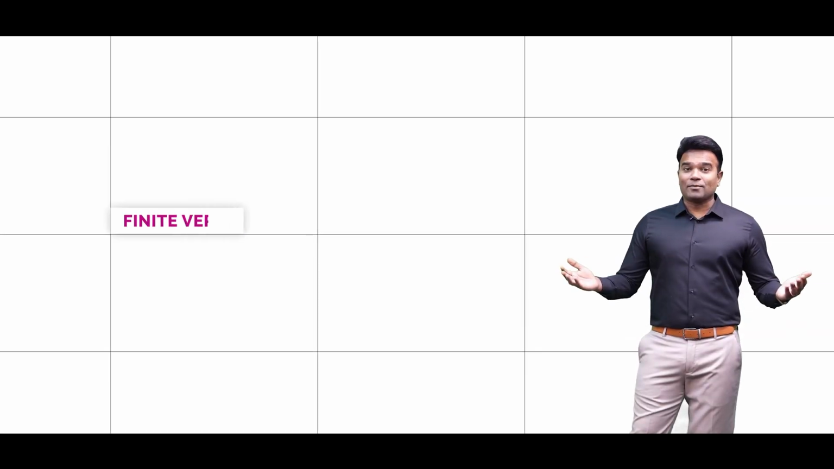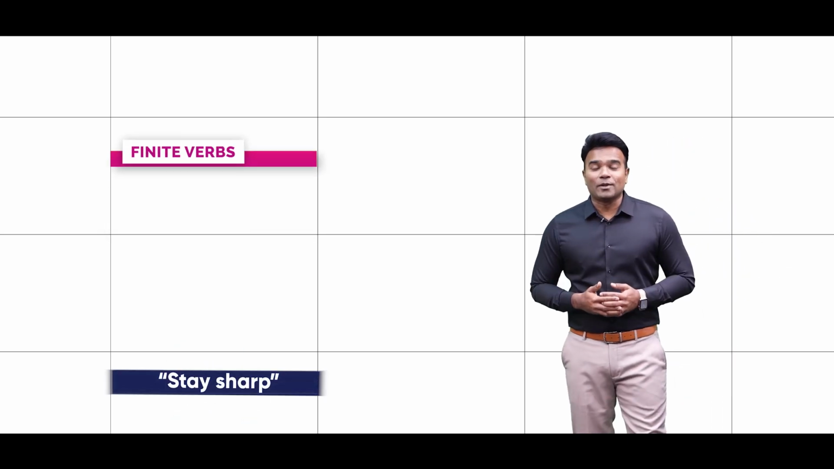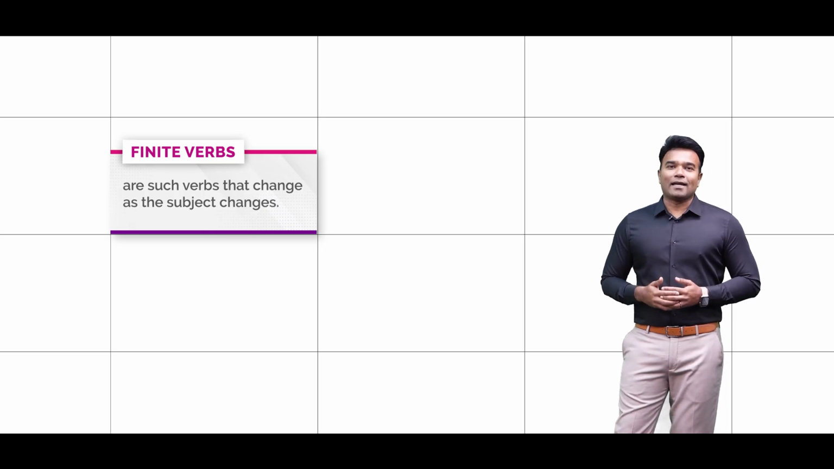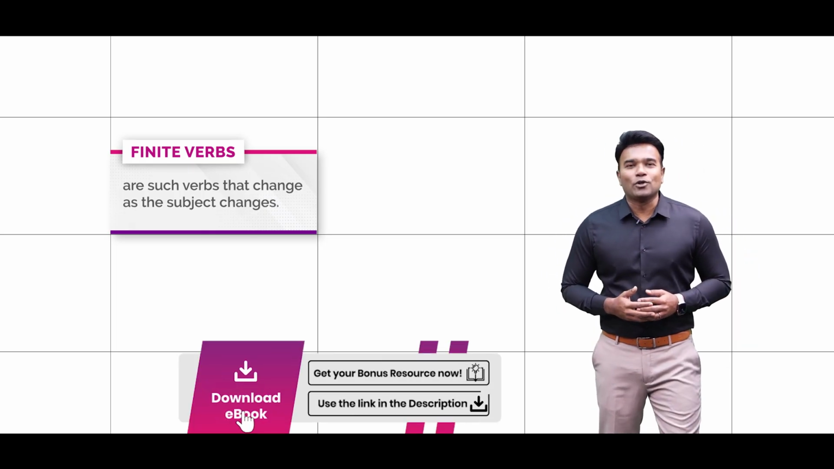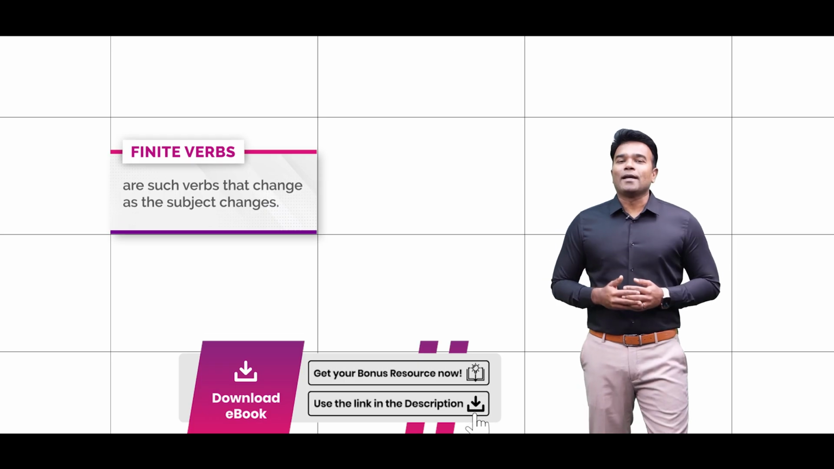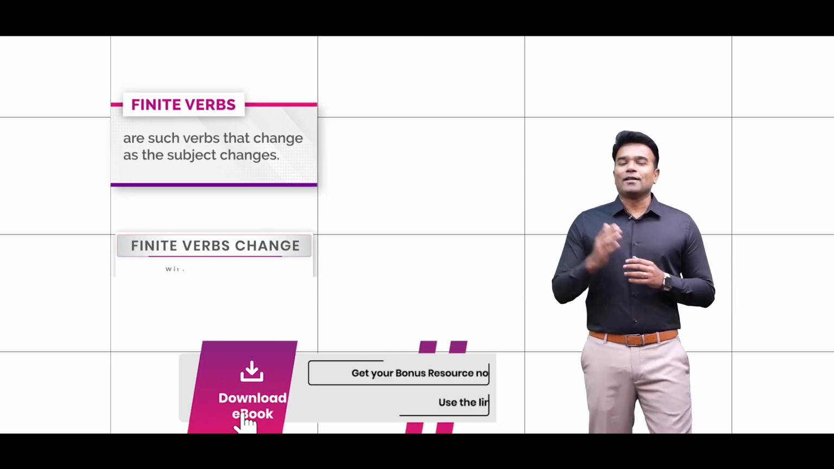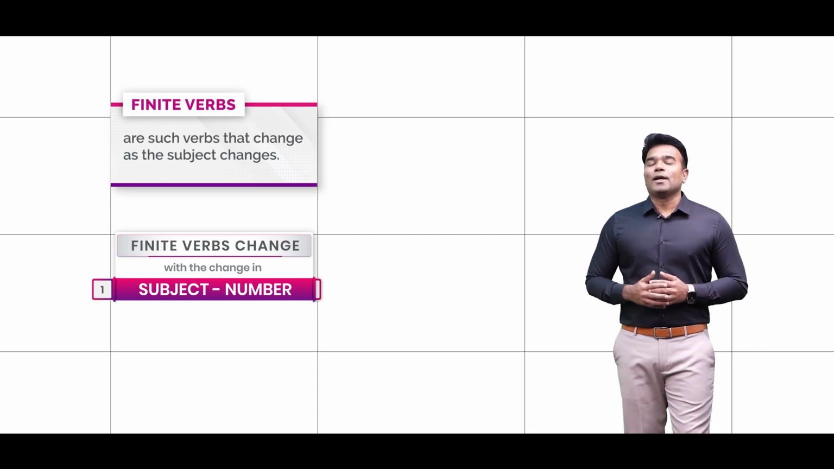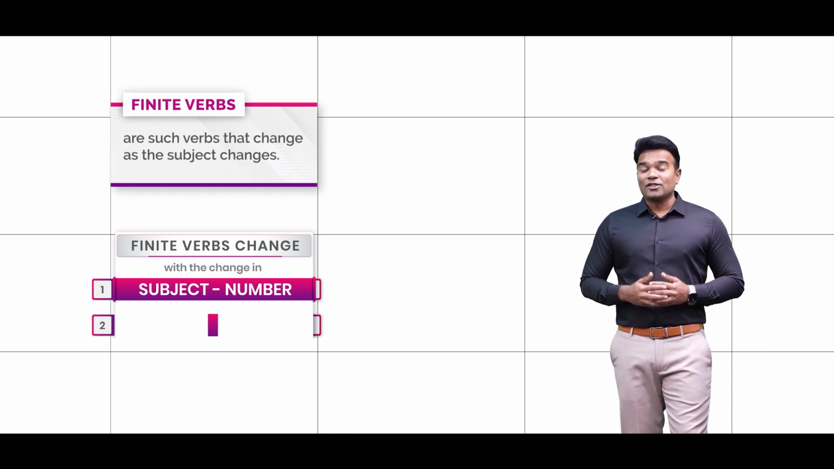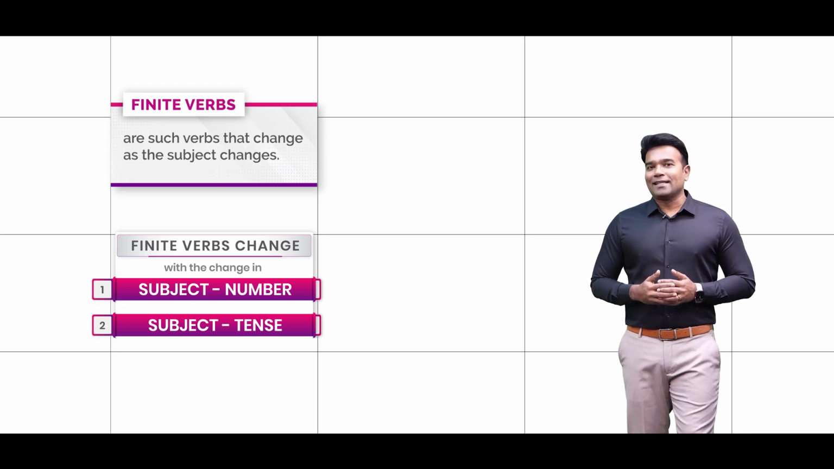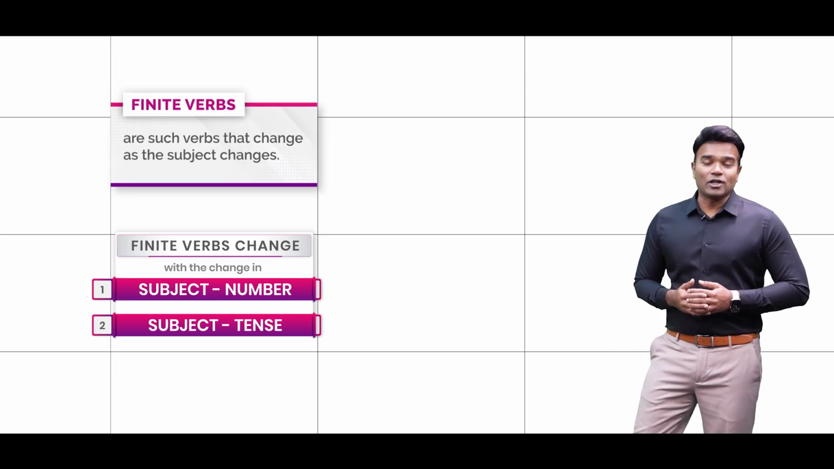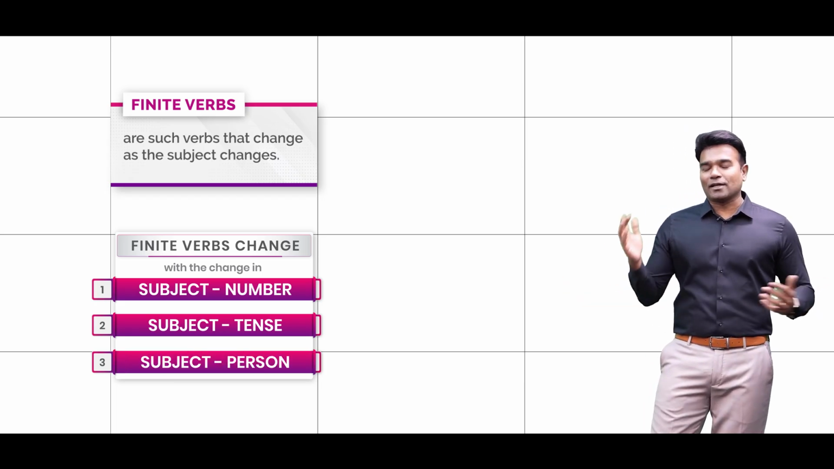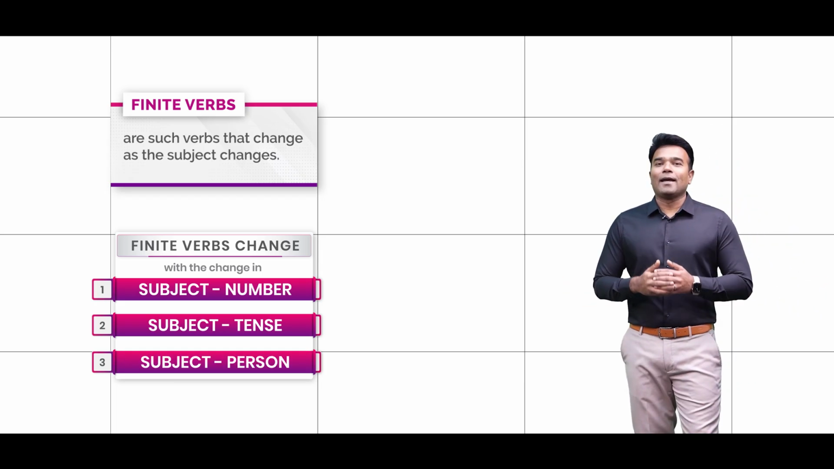Firstly, let me speak about the finite verbs, and let me tell you that finite verbs are such verbs that are bound by the subject, and any change that we make to the subject shall also get reflected in the corresponding finite verb. Well, what it means is that just in case I change the number of subjects in the sentence, then the finite verb shall change. Similarly, if I change the subject's tense in the sentence, even then the finite verb shall show a corresponding change, and accordingly, if the subject's person is changed, then also the change gets reflected in the finite verb.